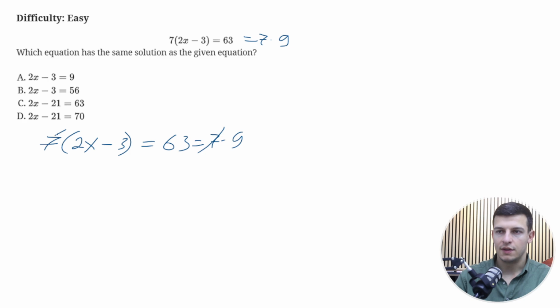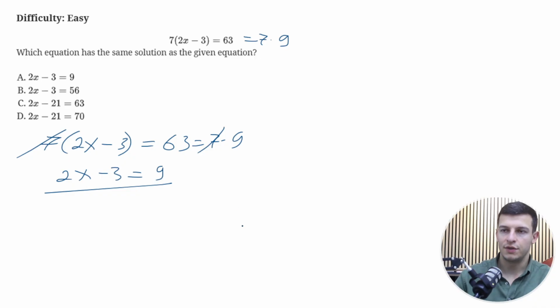We can now cancel out 7, and 2x minus 3 is going to be equal to 9. Much easier, probably like a 10-15 second question if you can recognize that. But if you don't, then you have to open a bracket. That will still be pretty quick.